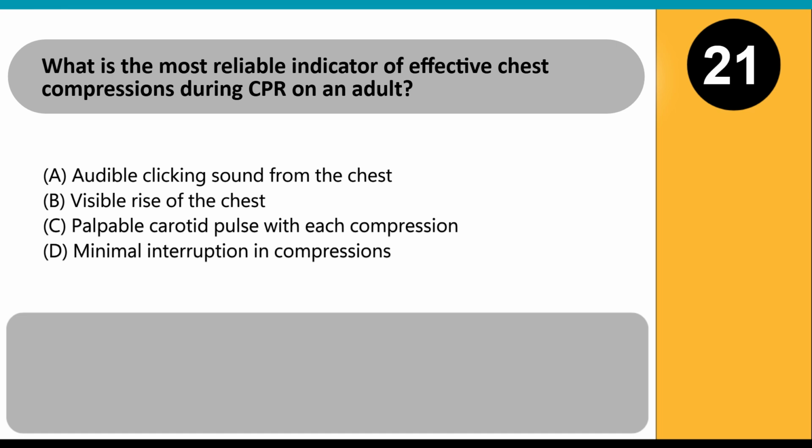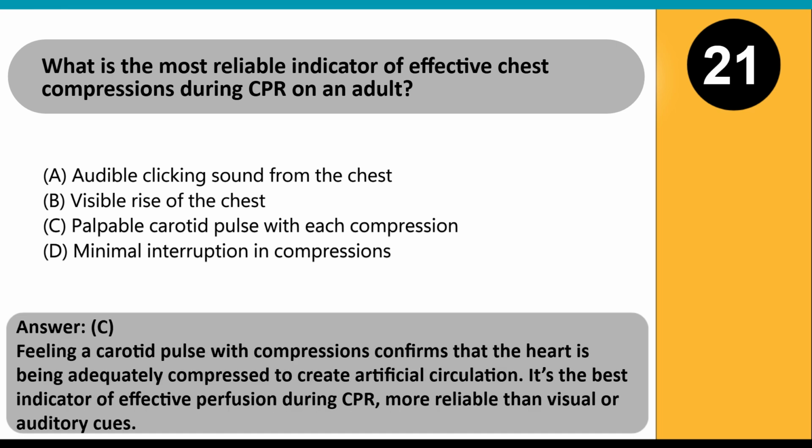A. Audible clicking sound from the chest. B. Visible rise of the chest. C. Palpable carotid pulse with each compression. D. Minimal interruption in compressions. Answer: C. Feeling a carotid pulse with compressions confirms that the heart is being adequately compressed to create artificial circulation. It's the best indicator of effective perfusion during CPR, more reliable than visual or auditory cues.